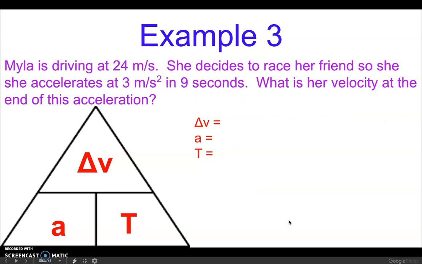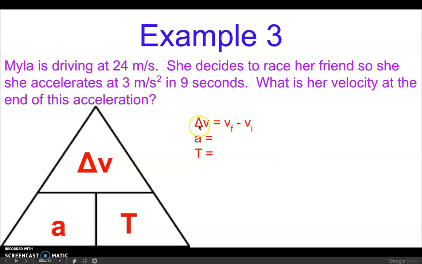Okay, last example. Mila is driving at 24 meters per second. She decides to race a friend, so she accelerates at 3 meters per second squared for 9 seconds. Should say for 9 seconds. What is her velocity at the end of this acceleration?